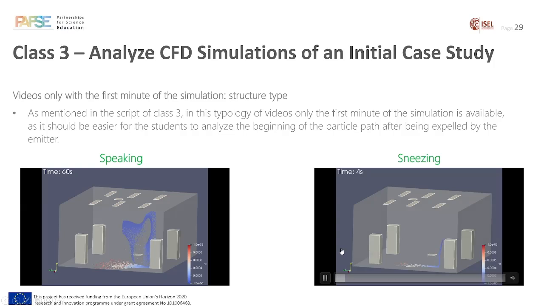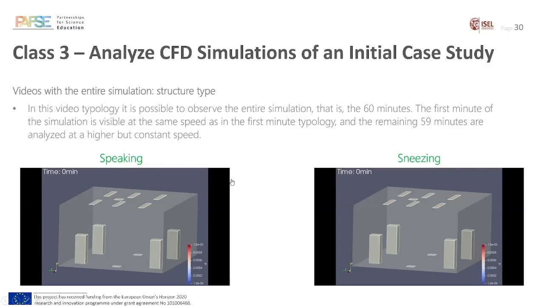And now I'm going to show you the case where a person sneezes. So we can see how particles spread through time during 1 minute. So this is the first typology of video, the video where students will only see the first minute of simulation. And then we have the videos with the entire time of simulation.